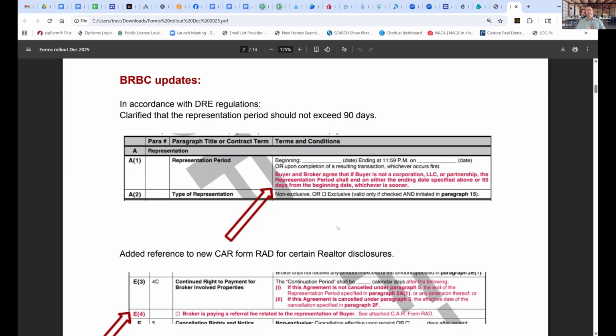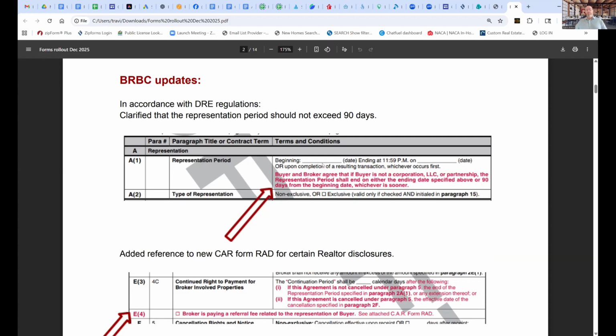Is it 30 days? But now they made a clarification, and this coincides with the new law update in California regarding buyer representation agreements, that it is 90 days. So you count the days just the same. Today would be day 0, tomorrow would be day 1.